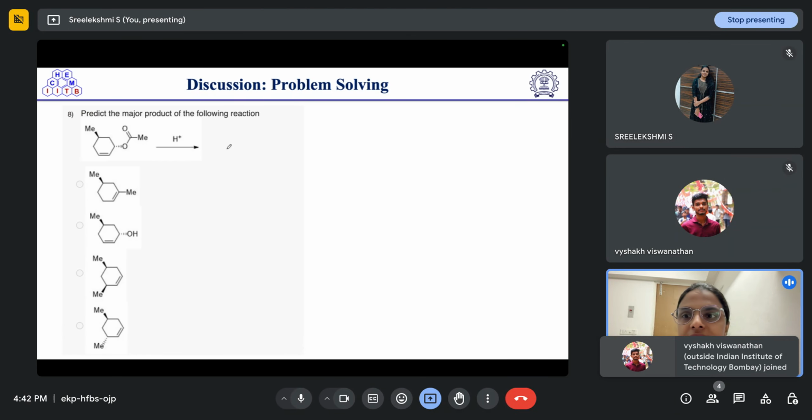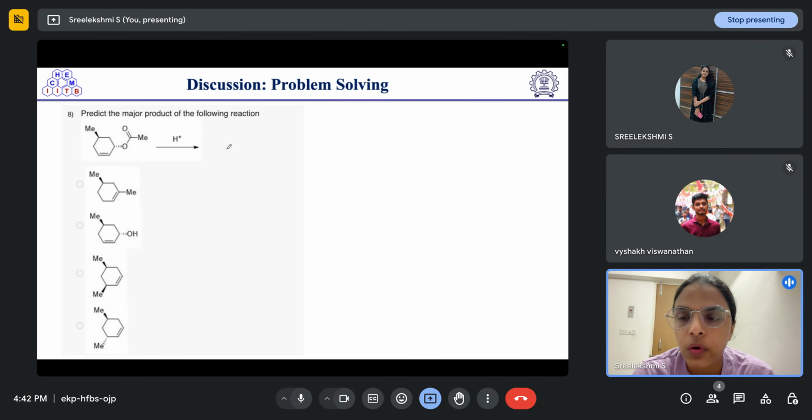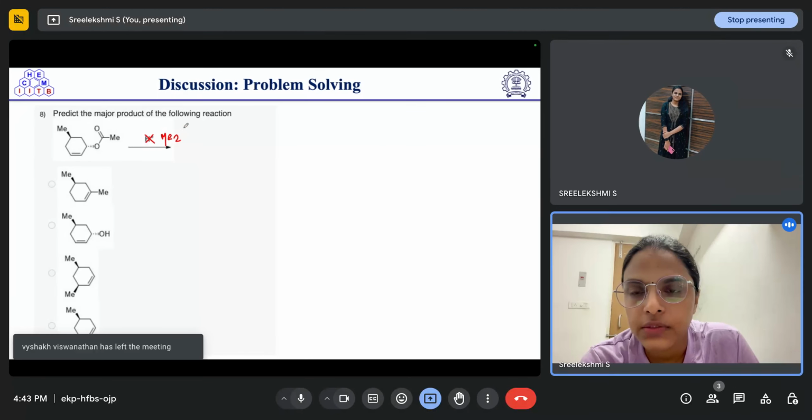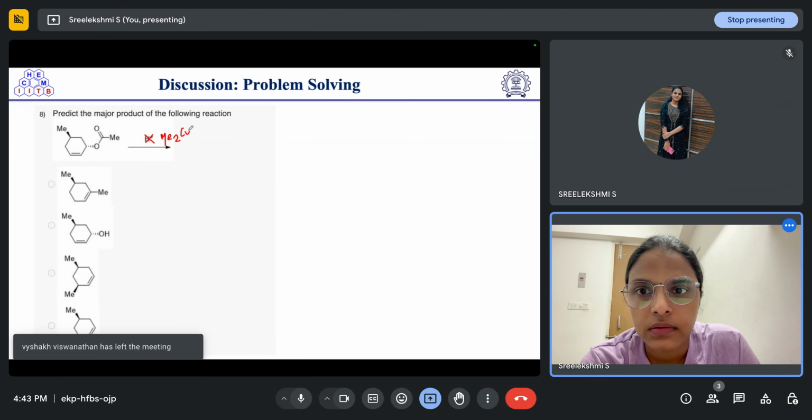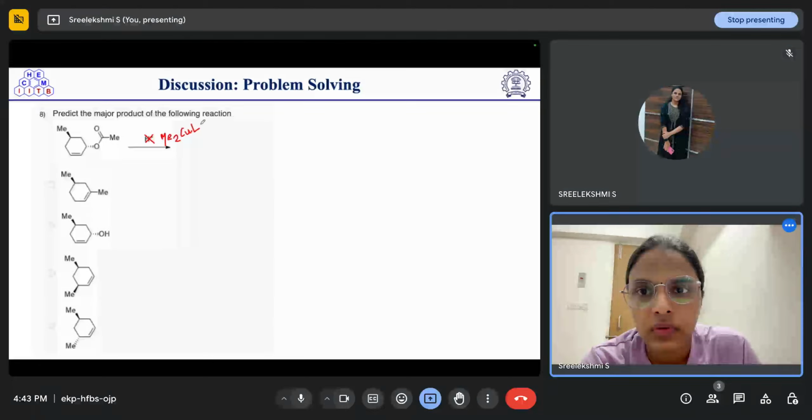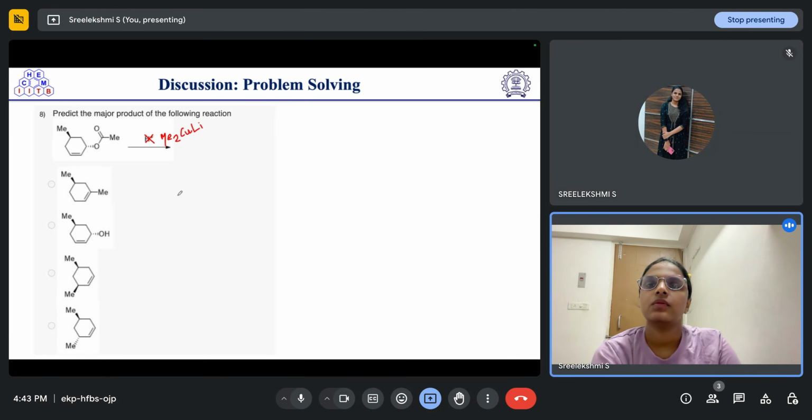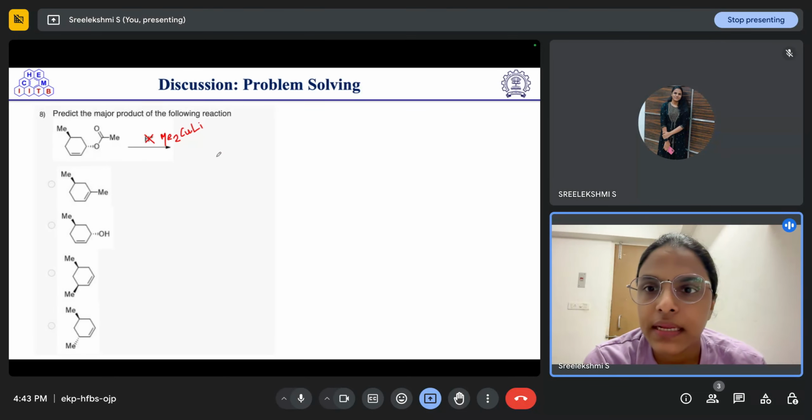So moving to the next question, predict the major product of the following reaction. Here actually this reagent is wrong. Here we are using a Gilman reagent, that is dimethyl copper lithium complex, Me2CuLi. So this is the reagent. When we treat this compound with this dimethyl copper lithium compound, which will be forming?